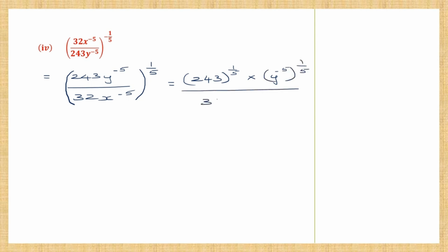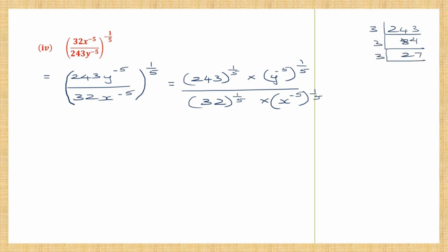Similarly here, 32 is raised to the power of 1 by 5 into x, which is raised to the minus 5, is raised to the power of 1 by 5. Now let's find the prime factors of 243. 243, let's divide it by 3. 3 8s are 24, 3 1s are 3. Then here we have 3 2s are 6, 21, 3 7s are 21. Now 3 9s are 27, 3 3s are 9, and 3 1s are 3. So 243 can be written as 3 raised to the power of 5.